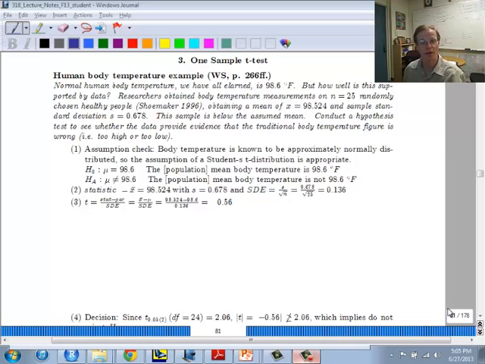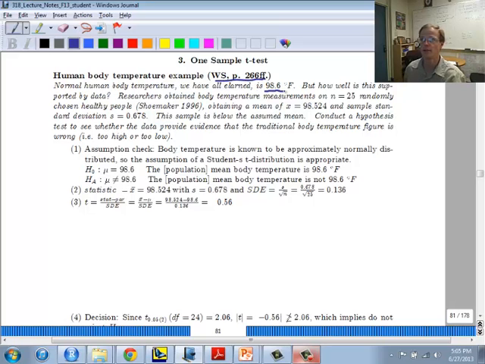Okay, class, this is our next component in Whitlock and Schluter Chapter 11. We're doing hypothesis testing. This is a great example from Whitlock and Schluter, and the usual number that we're given for human body temperature is 98.6 degrees Fahrenheit. Is this the true human mean temperature?